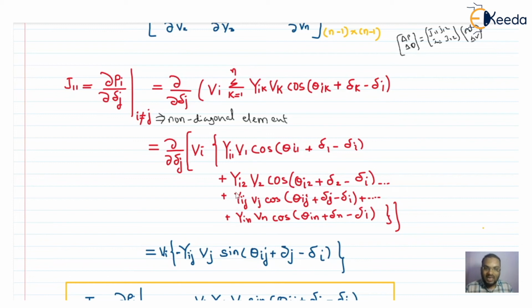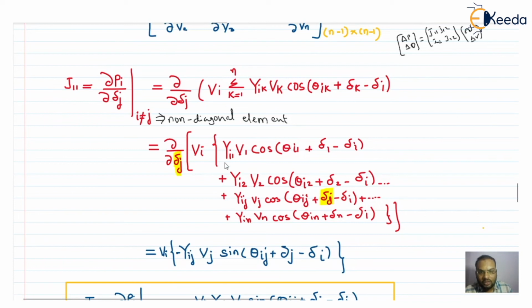Now you see here, we are taking the partial differentiation with respect to which term? We are taking it with respect to this delta j. Now you see in this equation, where are you finding delta j? Is there anywhere else you are finding delta j? No. So the rest of all the terms will become 0. Only this term we have to differentiate.